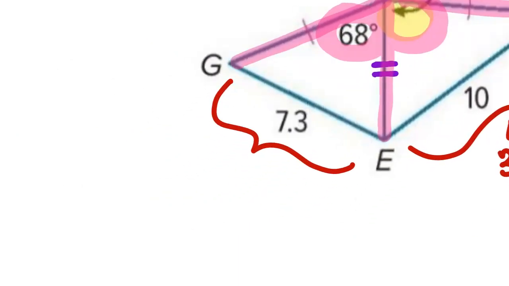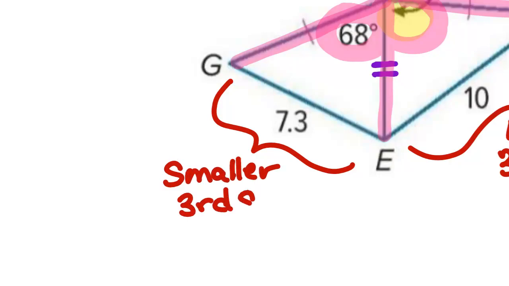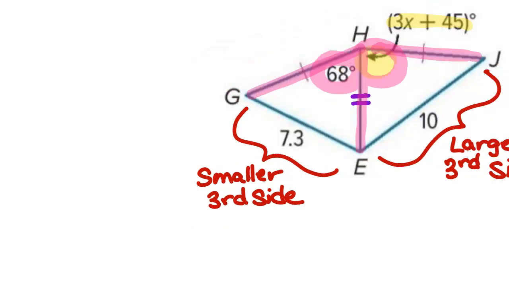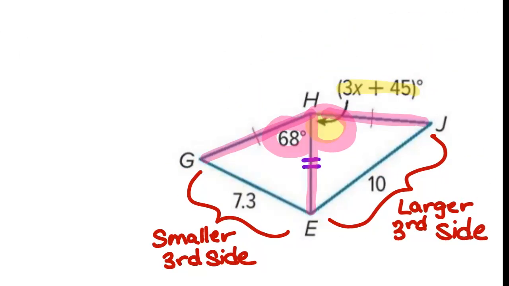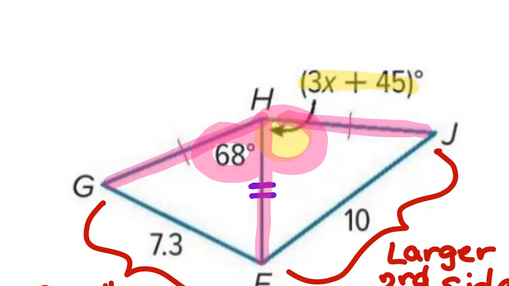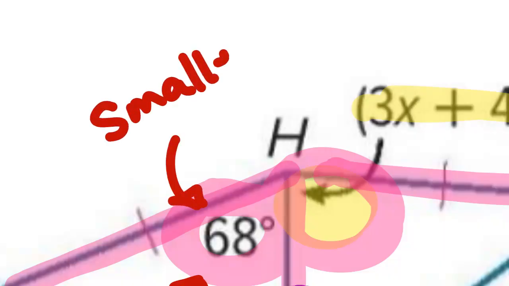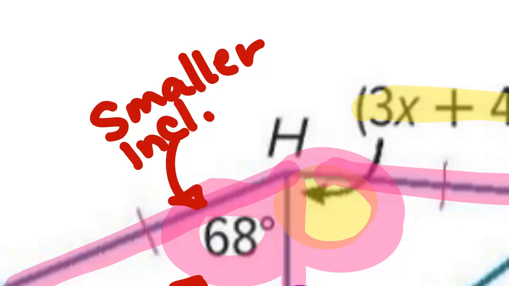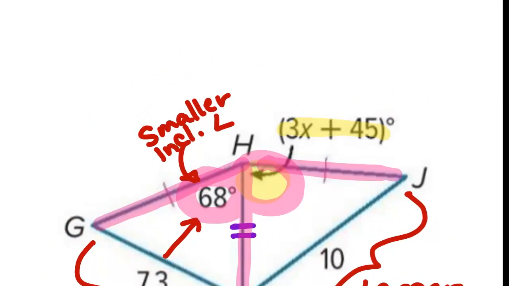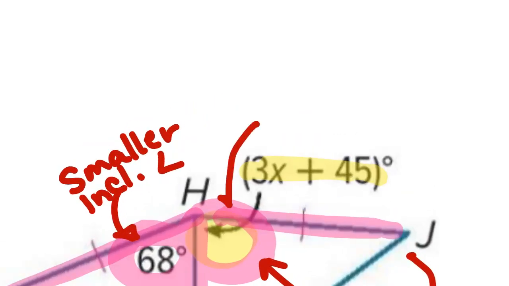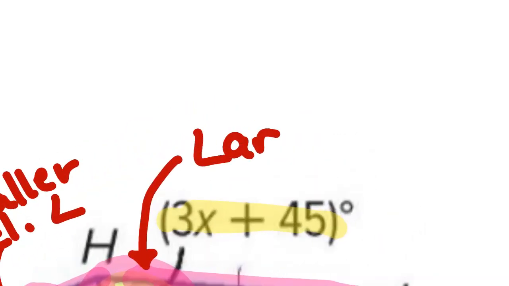GE is only 7.3, so this is the smaller third side. So which angle, 68 or 3x plus 45, would be the smaller angle? 68. It's opposite the smaller of the 2 sides there. So this is my smaller included angle. That means this one over here would be the larger included angle.